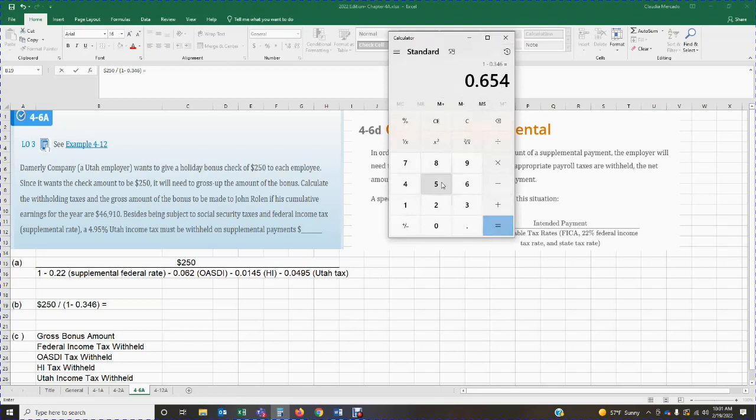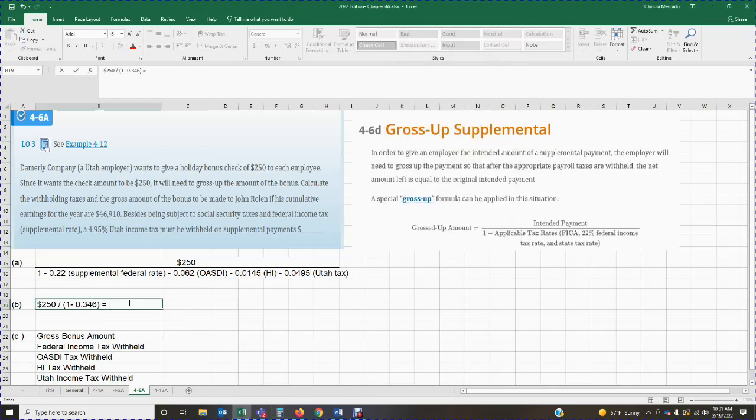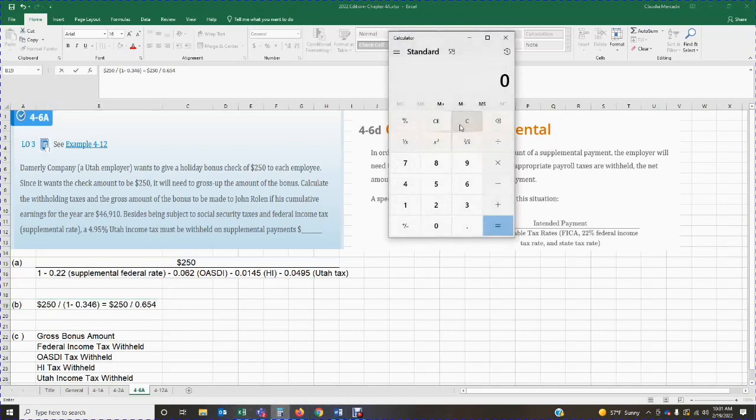Okay? So now I know that I need to get my $250, and I'm going to divide by my 0.654, which we just calculated. And remember, we got that 0.654. 1 minus 0.346 gives me my 0.654 number right there.